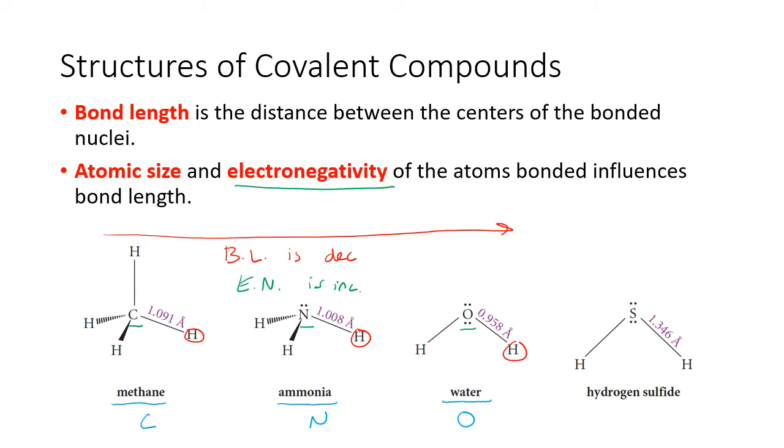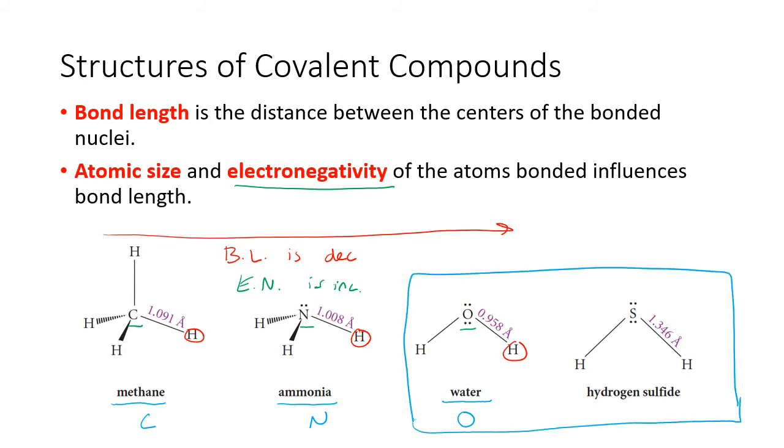Now if we compare our water with our hydrogen sulfide, you'll notice that sulfur is right below oxygen on the periodic table. So those 2 are not in the same period, but they are in the same family, or in other words, the same group. So now we're not going to compare electronegativity.